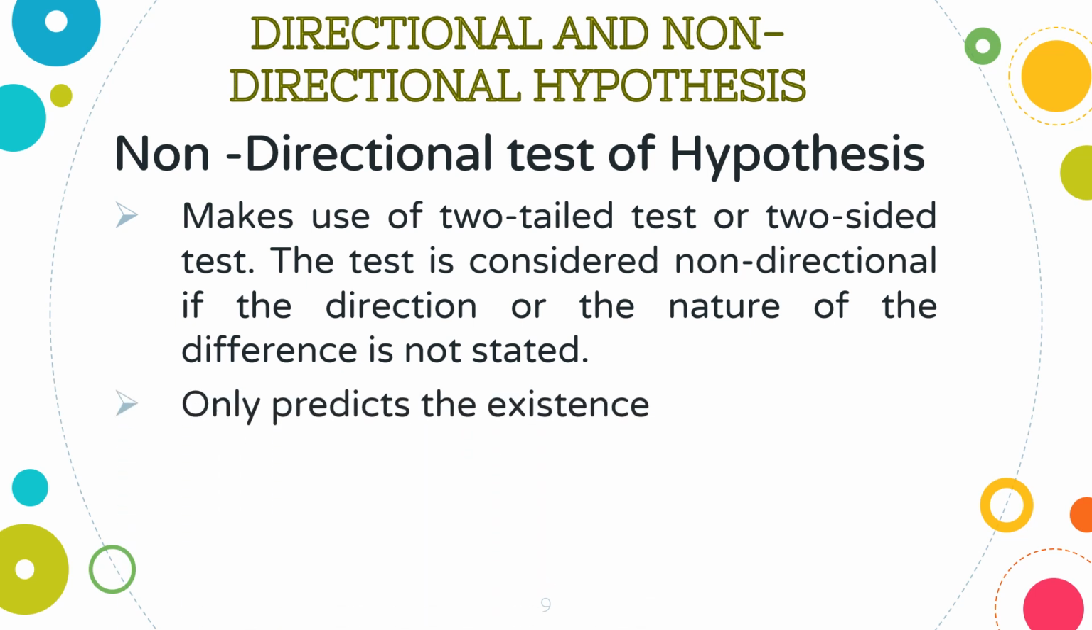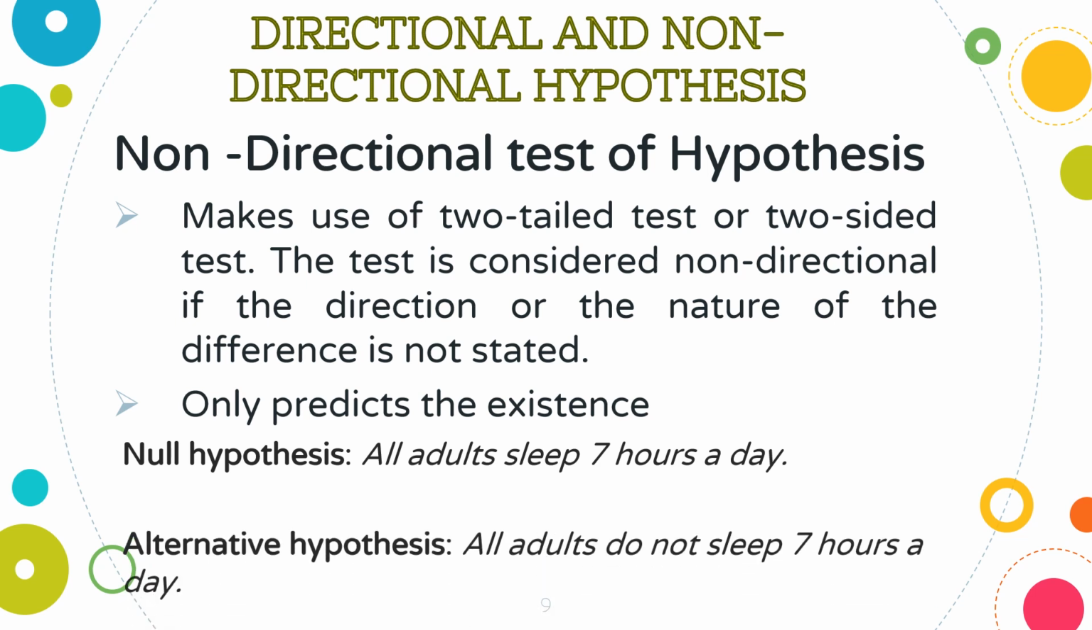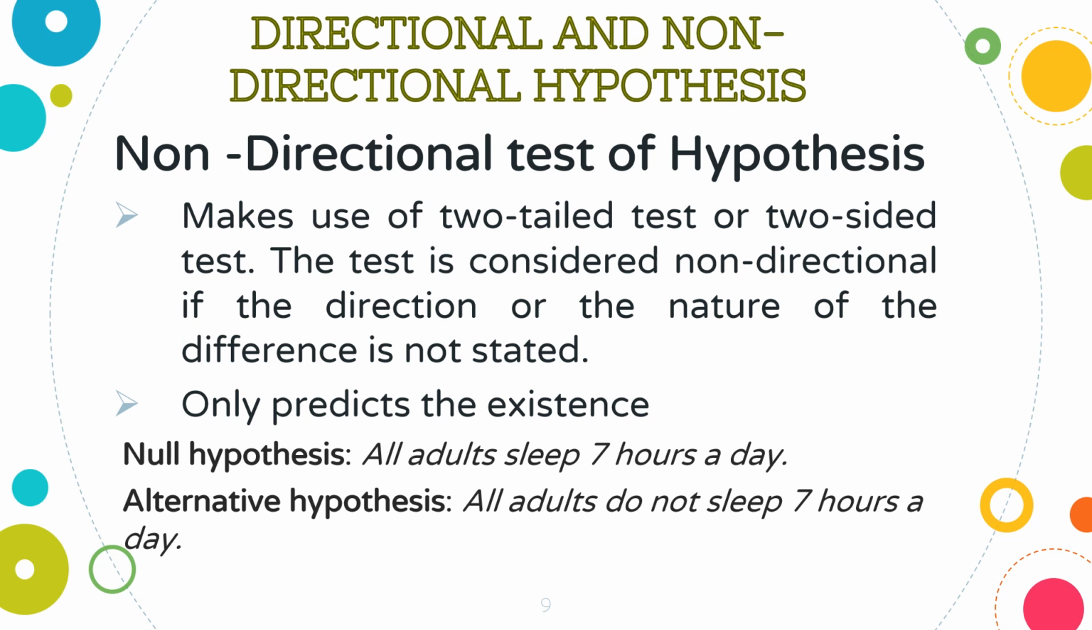So, hindi siya naka-state. It only predicts the existence. Okay? It only predicts the existence. That is the non-directional. So, for example, the null hypothesis, all adults sleep 7 hours a day. The alternative, which is non-directional, all adults do not sleep 7 hours a day.